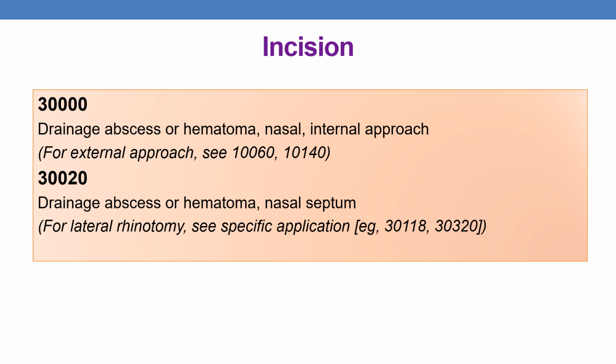First of all, coming to incision, the first CPT is 30000. It deals with drainage, abscess or hematoma, nasal, internal approach. And for external approach, you need to refer to 10060 and 10140. The next is 30020, drainage, abscess or hematoma, nasal septum. And for lateral rhinotomy, see specific application, for example, 30118, 30320.